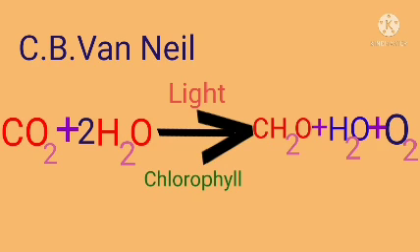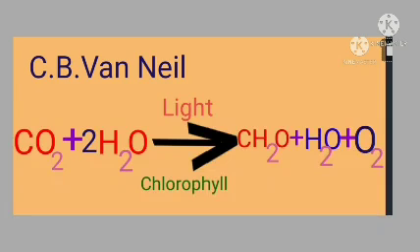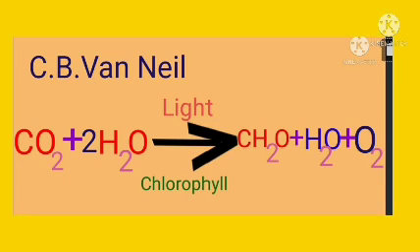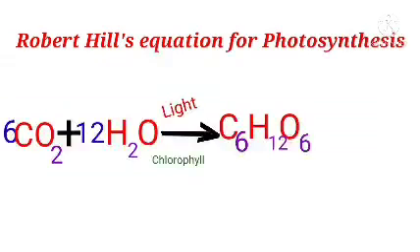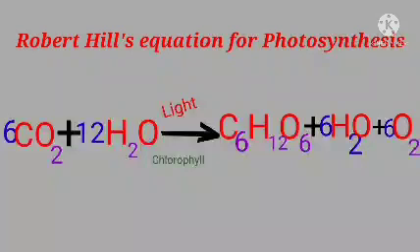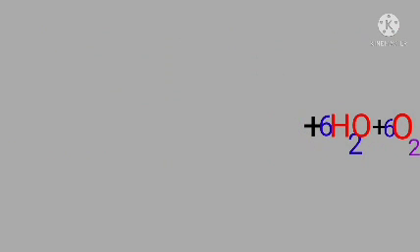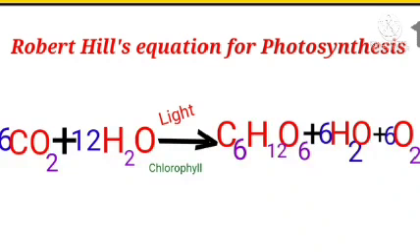Now we shall see the equation of photosynthesis formulated by C.B. van Niel in 1931. Robert Hill showed oxygen is released from water. Then the equation was modified as follows.